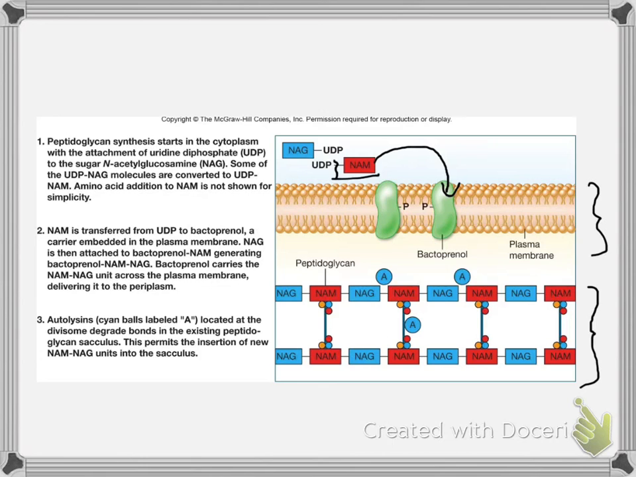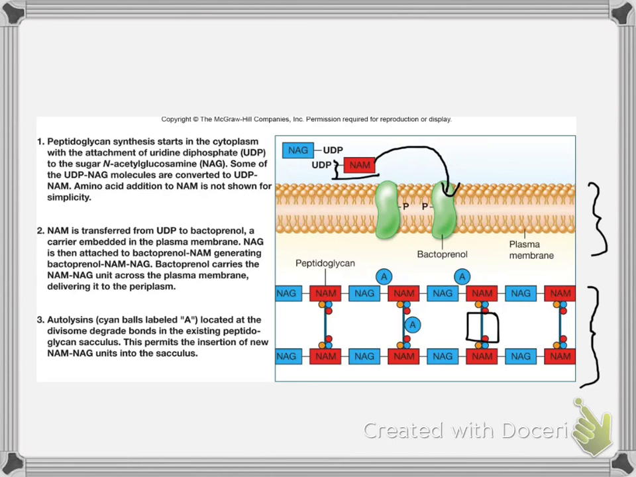Now, autolysins, that's these A's here, which are stimulated in the presence of penicillins, cephalosporins, but even just during cell growth, are located at the divisome, and are going to degrade the bonds in the existing peptidoglycan, all right. That will allow us to then, so if we break these bonds, okay, boy, the way they drew this, I don't like the way that this is straight, right? Remember how these things are really kind of, you can't see the transpeptidase bond there, right?